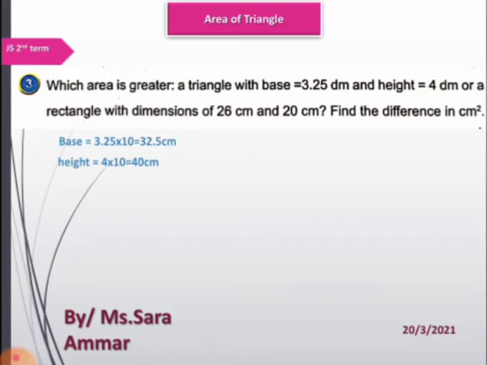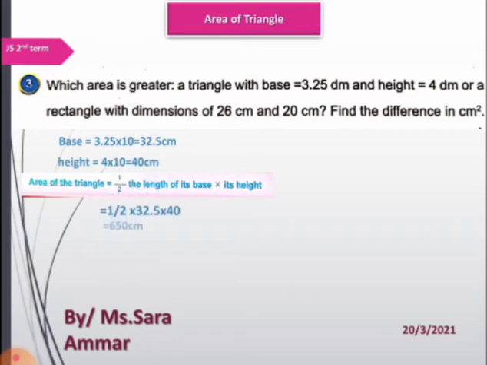Now you have the same measuring unit, you can calculate the area of the triangle, which is half the length of the base multiplied by the height, which will be half times 32.5 multiplied by 40, and you will have 650 centimeters squared. This is the area for the triangle. Now let's calculate the area of the rectangle, which is length multiplied by width, and we have 26 multiplied by 20, so the area of the rectangle is 520 centimeters squared.